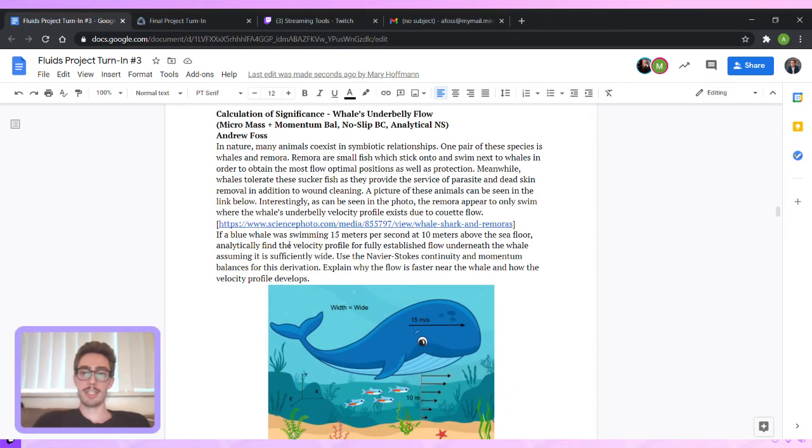My next problem deals with a wave's underbelly flow. This is a Navier-Stokes equation in which we're going to be looking at the microscopic mass balance, momentum balance, no-slip boundary condition, and analytical Navier-Stokes solution.